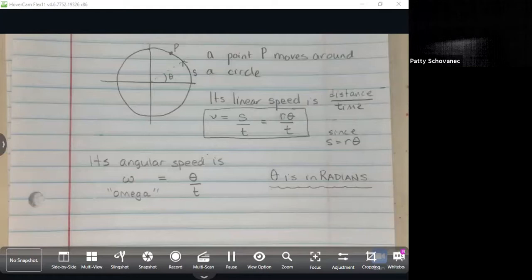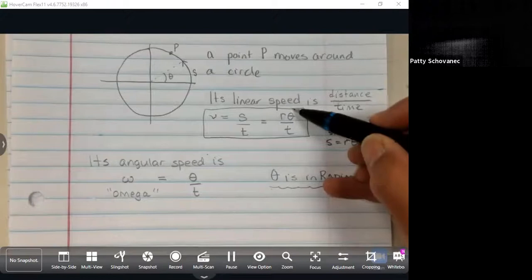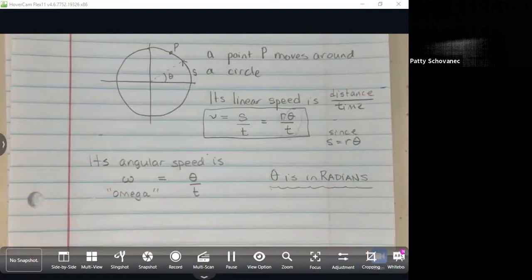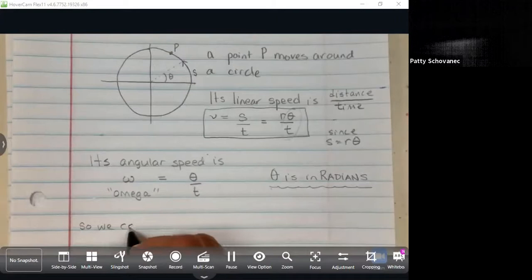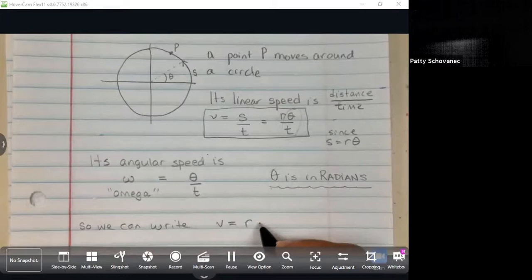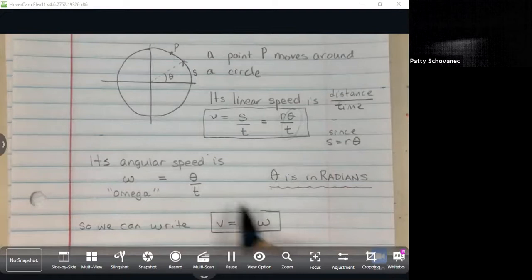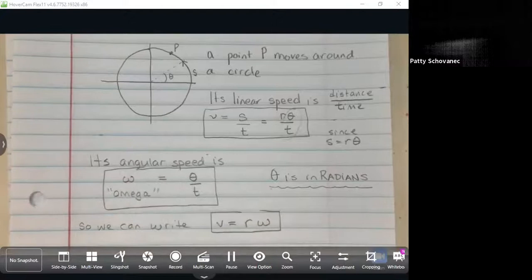If omega is theta divided by time, I can also express the linear velocity in terms of omega. Velocity is equal to r times omega. I use that one a lot. Let's see how to use these things here.